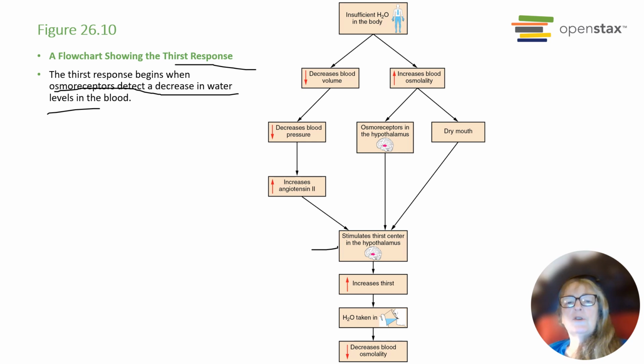And if you're thirsty, your increased blood osmolality, that means you got more particles in the bloodstream. And that's going to cause osmoreceptors in your hypothalamus to be stimulated. And they're going to stimulate the thirst, and that makes you thirsty. You drink water, and you solve the problem. Also causes a dry mouth, and all these make you drink more.